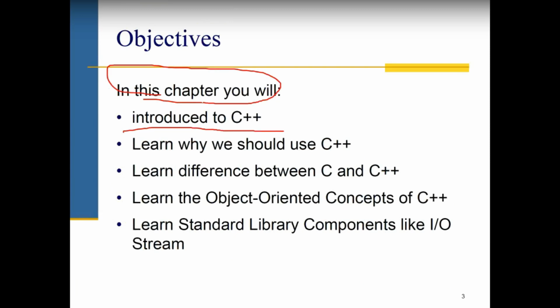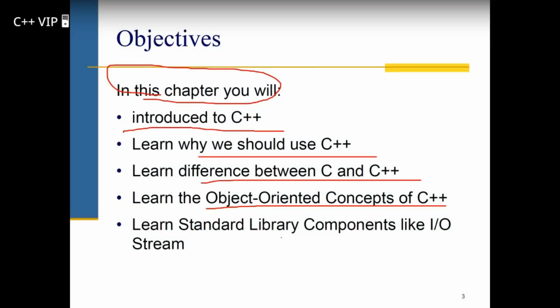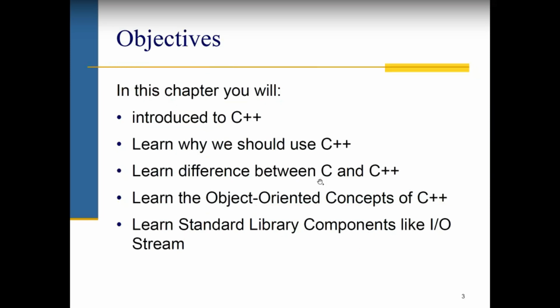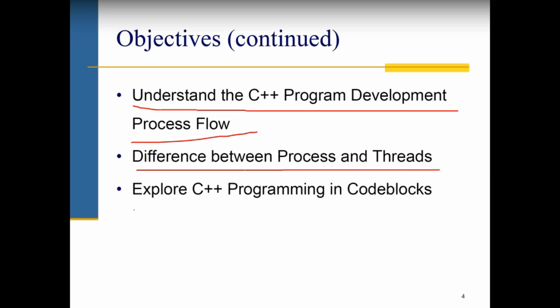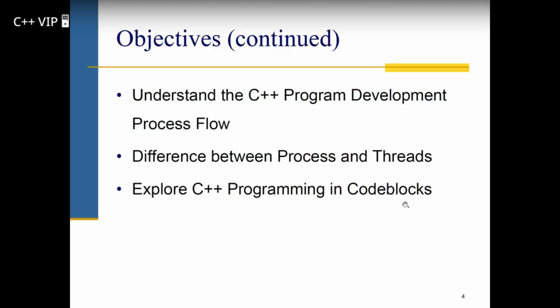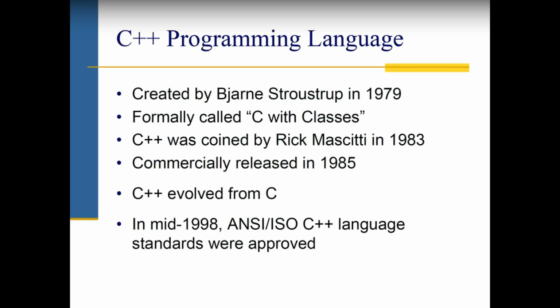We are going to look at the introduction of C++, why we should use C++, the difference between C and C++, the object-oriented concept of C++, and then we're going to learn standard library components like input-output stream. We are also going to understand the C++ program development process flow, the difference between process and threads, and then explore C++ programming in Codeblocks, but we will be using CLion, the IDE I use. So let's dive into this.